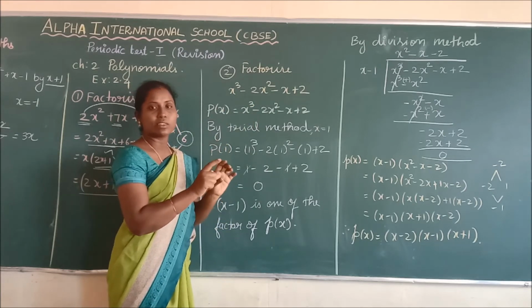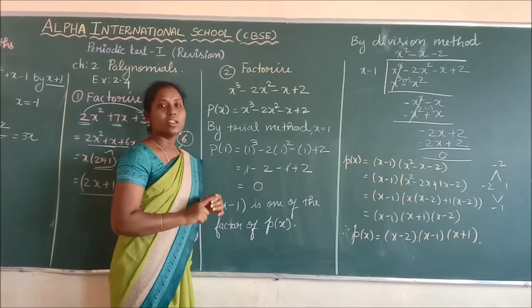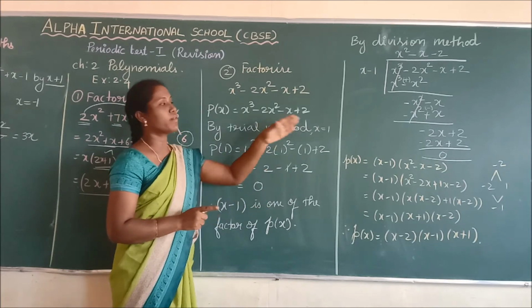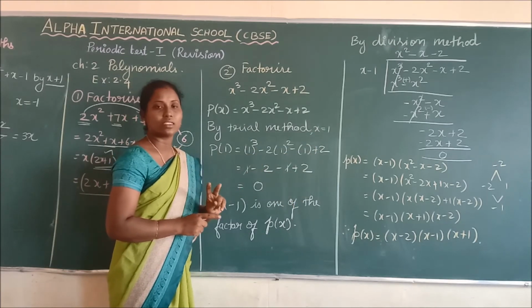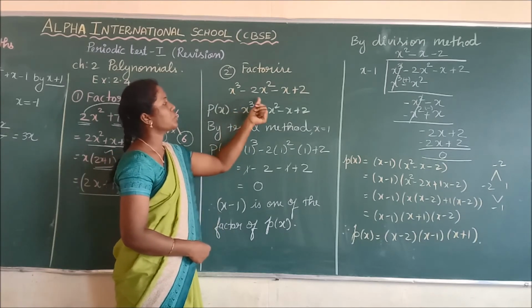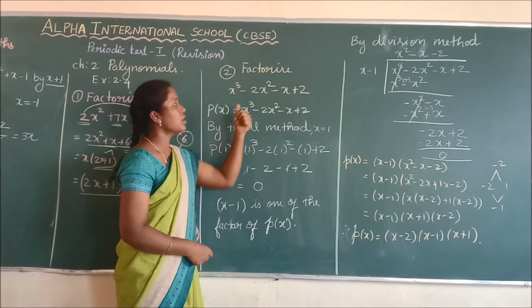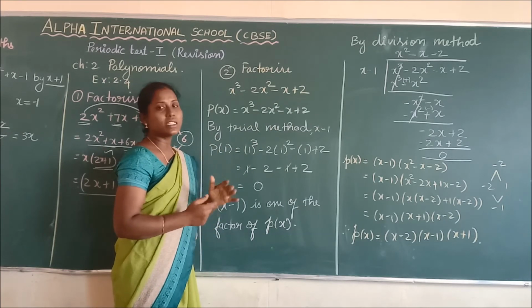If a cubic polynomial is given, use the trial method first and find any one factor. Then using that factor, we are going to divide the polynomial and find the other 2 factors. See here. For example, x cube minus 2x square minus x plus 2 is a cubic polynomial. We are going to find one of the factors using the trial method.